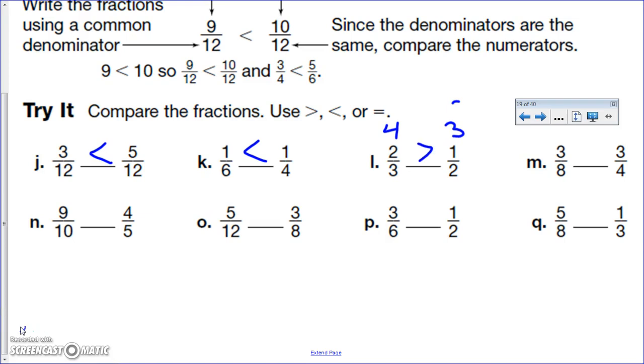The other way to look at this is to find the common denominator, which we already said was 6. So we're going to change both fractions into 6. And there you can see 2/3 is 4/6, while 1/2 is 3/6. So again, 4/6 is greater than 3/6, so 2/3 is greater than 1/2. For M, we have 3/8 and 3/4, so we know fractions with the same numerator, the lesser denominator means the fraction is greater. So we know 3/4 is greater than 3/8.